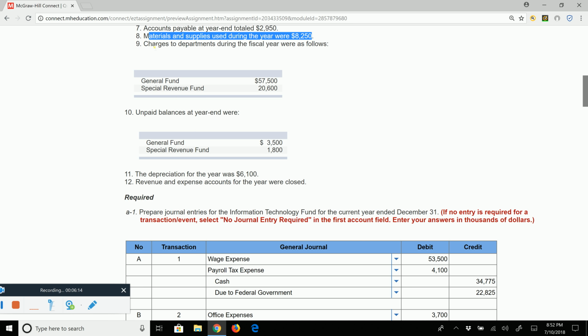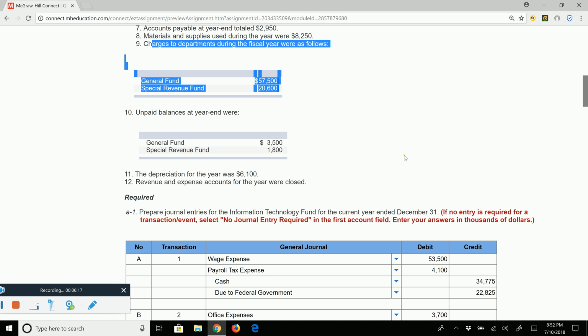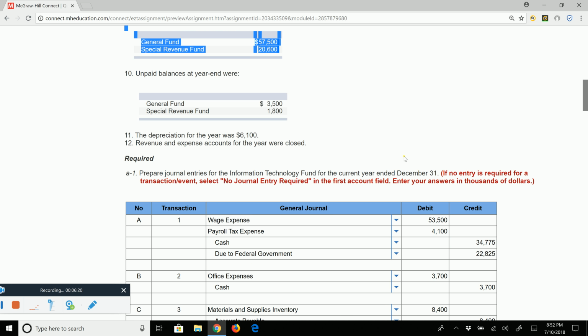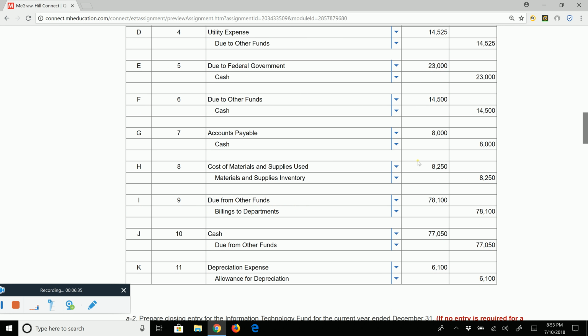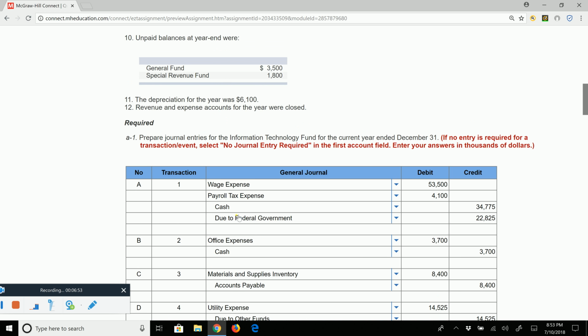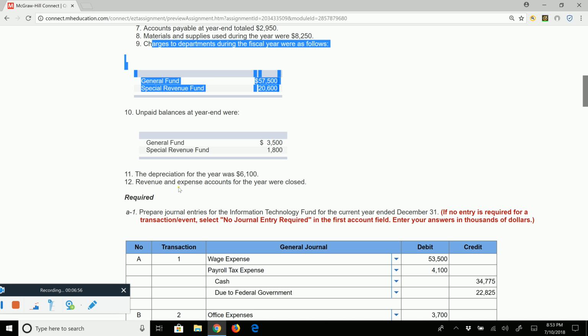Number 9, charges to departments. So remember, that's the whole idea of an internal service fund, I should say, is to basically service the other government departments. And so we sent out invoices to the general fund and the special revenue fund for these amounts. So the journal entry is going to be debit a receivable, and instead of using the generic receivable, we will debit due from other funds, and we will credit the revenue account. We're going to call the revenue account billings to departments. But that's simply the revenue account. Don't let the fancy name of the account confuse you.